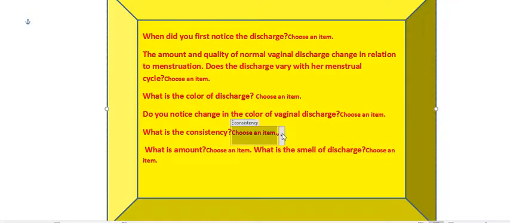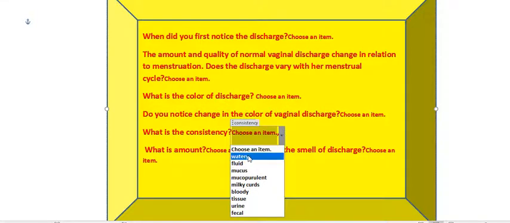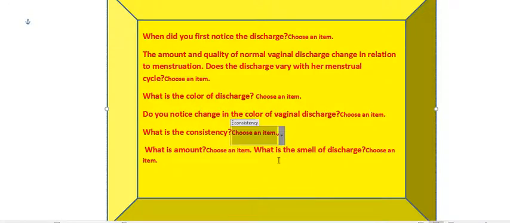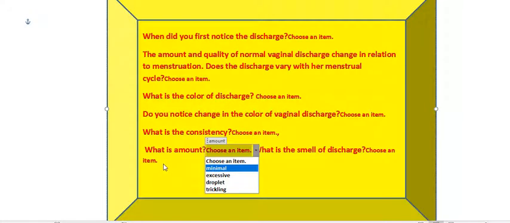What is the consistency of the discharge? The discharge is watery, or fluid, or mucus, or mucopurulent, or milky curds, or blood, or tissue, or urine, or feces. Clear. What is the amount of the discharge? It is minimal, or excessive, or droplet, or trickling.